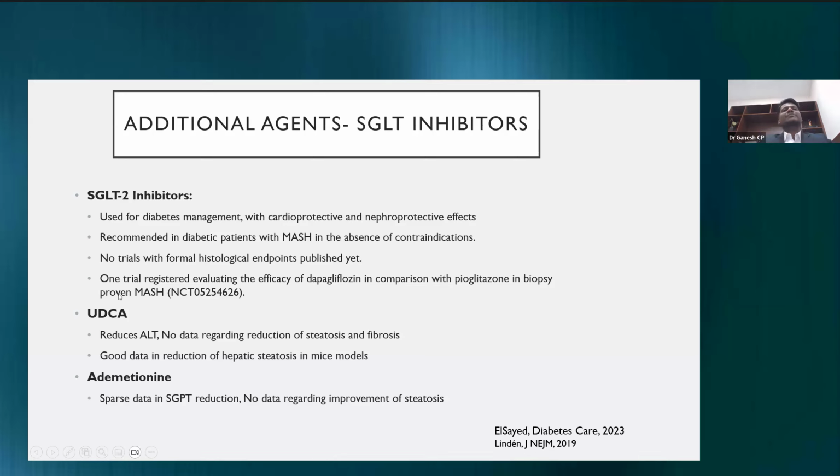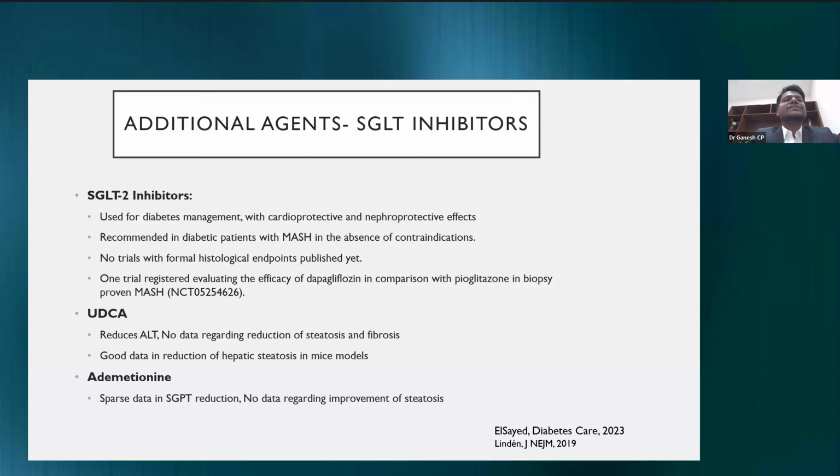Another famous drug is ursodeoxycholic acid, which has been used left, right, and center by various physicians for the treatment of MASLD. As soon as one sees a report with fatty liver disease, nearly 60 to 70% of the patients are put on this drug. Are we right in doing this? It reduces the alanine transaminase level, but there is no data regarding this drug in reduction of steatosis and fibrosis. Absolutely, this drug reduces the ALT, but we are not sure how far it will reduce steatosis and fibrosis. We don't have data regarding the usage of this drug.